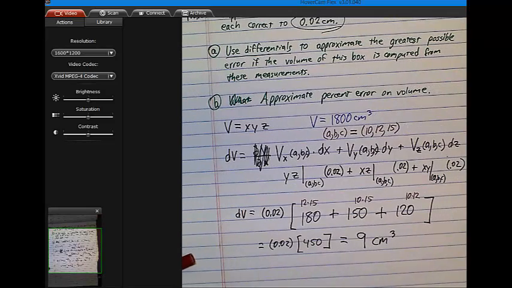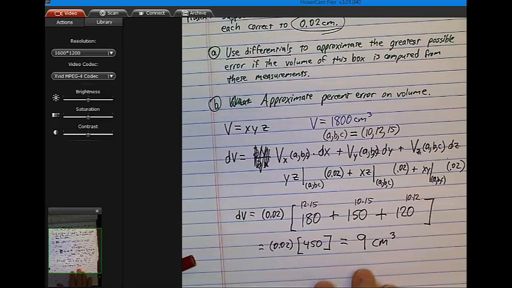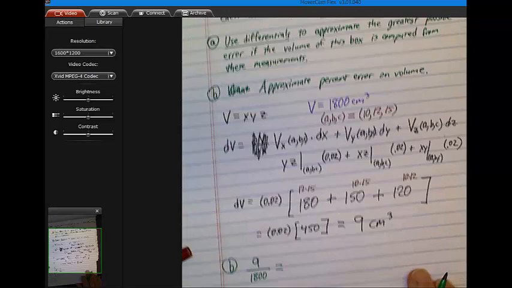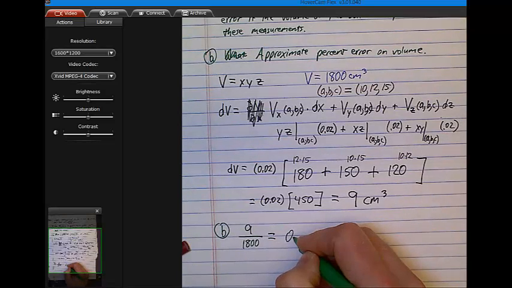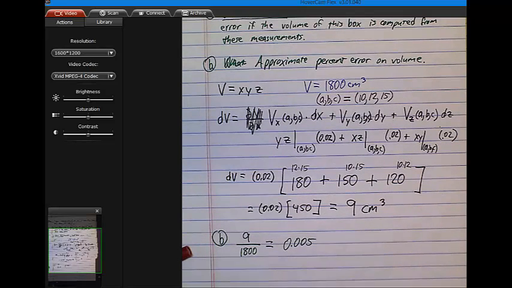Now it's interesting, because we could actually compute the exact worst case scenario. This is not exact. This is a linear approximation, really. And I'll show you that next. But let's do part B and just see how bad this is. So part B said, what's the percent error on the volume? So I guess it would be 9 out of the 1800, right? And that's a low percentage, right? That's 0.5%, because 18 out of 1800 would be 1%. So this is 0.5% error, okay?